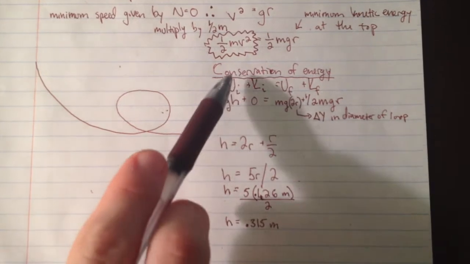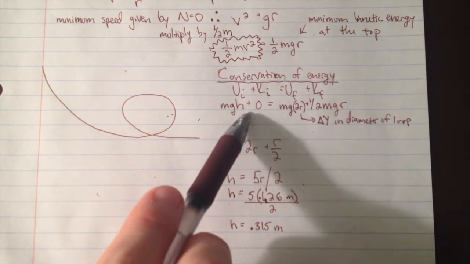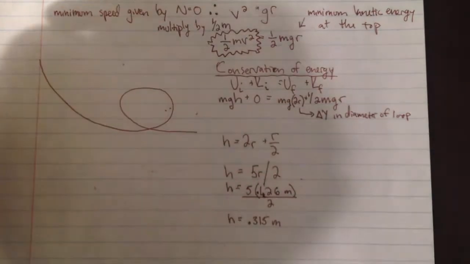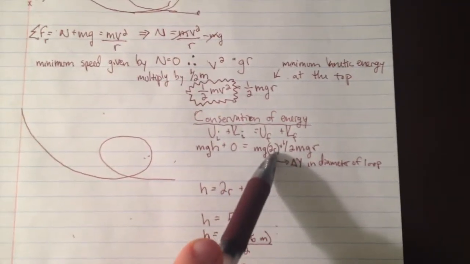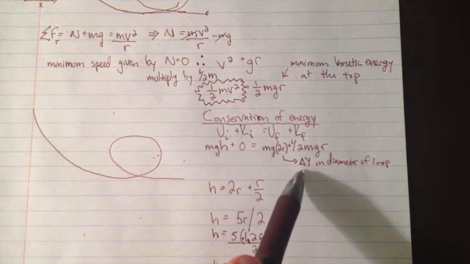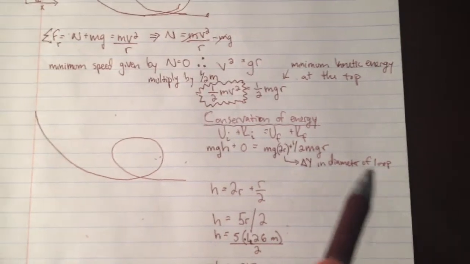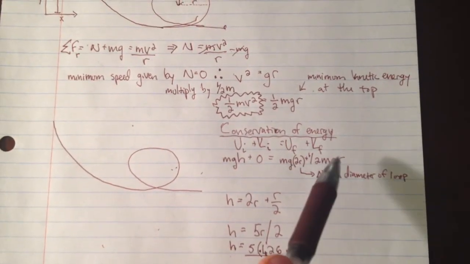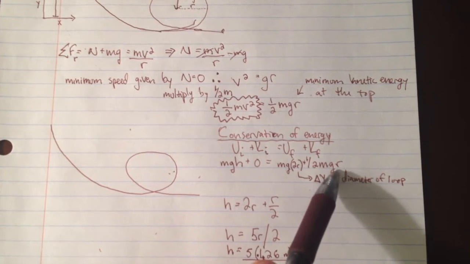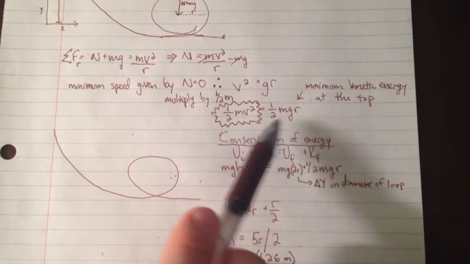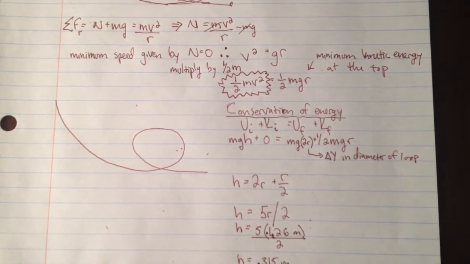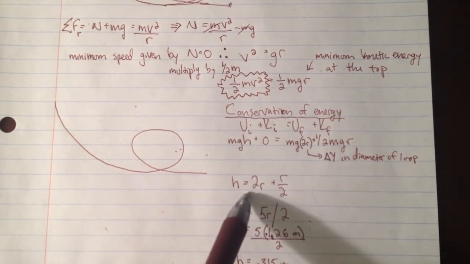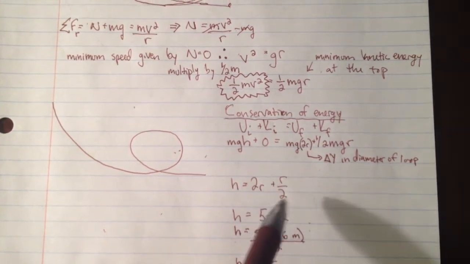When we substitute our equations, we get mgh plus 0, since initial velocity is equal to 0, is equal to mgh, where we substituted the h for 2r, since the change in y is the diameter of the loop, plus the final kinetic energy, which is the equation we derived up here at the top. When we cancel out mass times gravity, we get h equals 2 times the radius plus radius divided by 2.